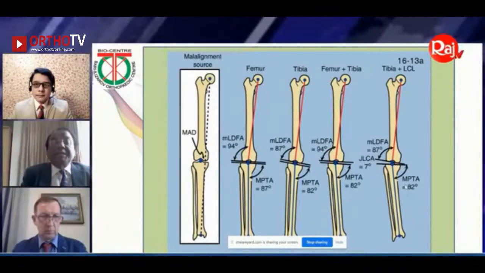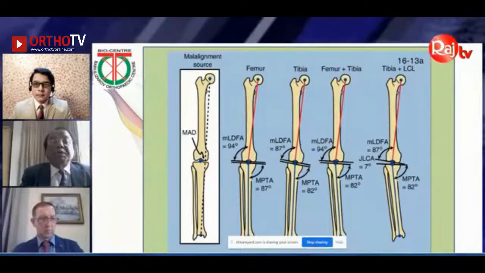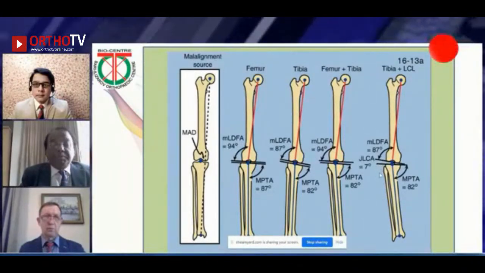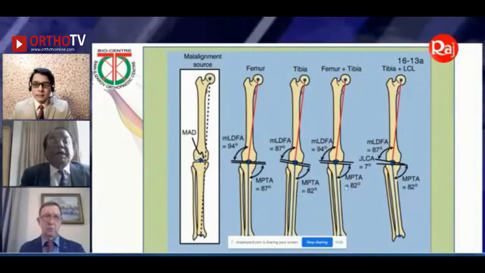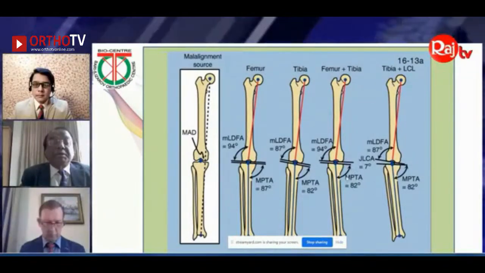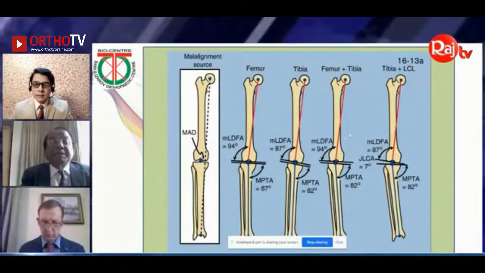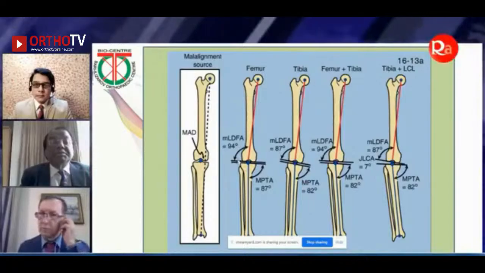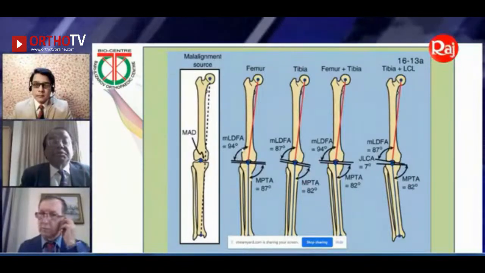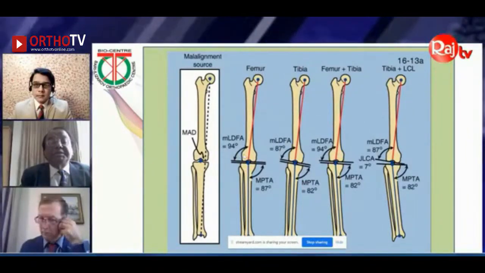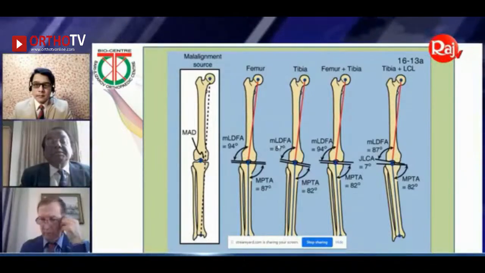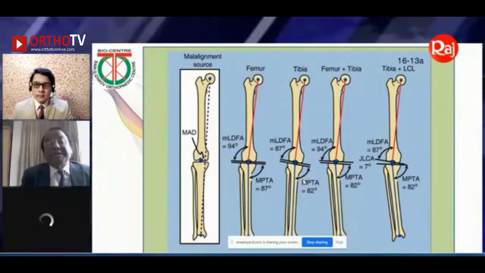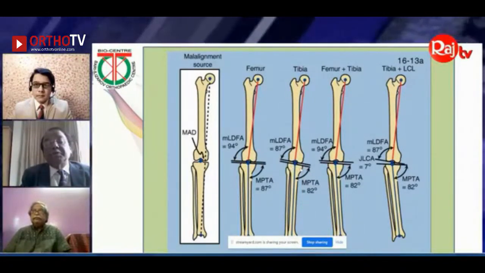How you can identify: whenever you are doing any correction, try to go for a long axis of the whole limb. Then you will be able to understand how much you have to calculate. Here MPTA 87, this side is normal. Here is 94, that means it is abnormal, it must be 87. Here, lateral distal femoral angle 87, this is okay, but MPTA is 82, and this is angulated.